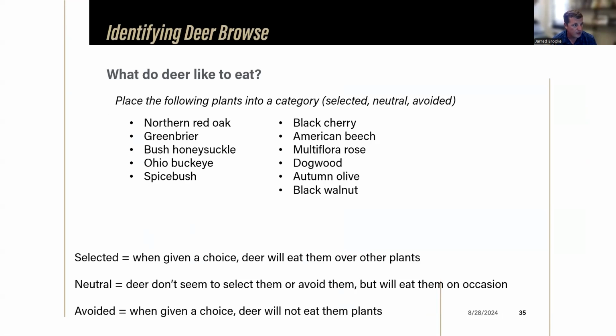Red and black oaks. Yep, that's one of them. Any other ones that deer would really like to eat? Oak, dogwood. All right.